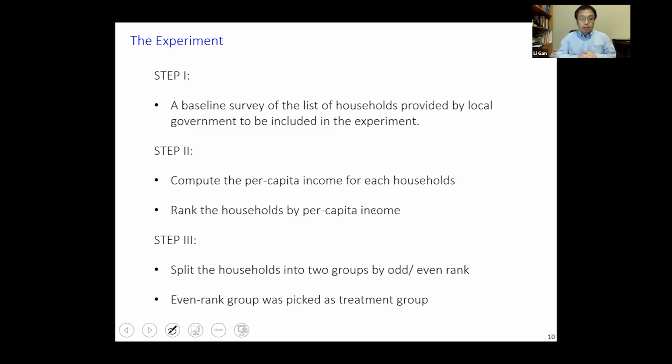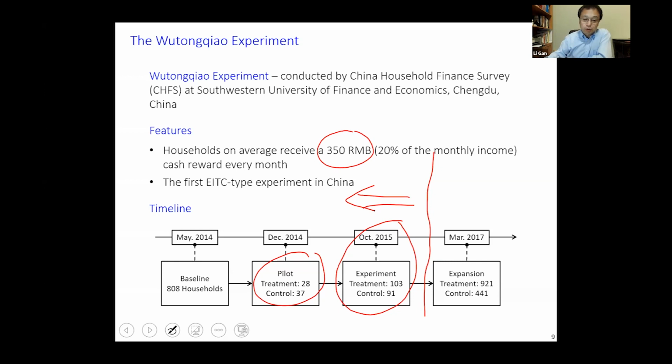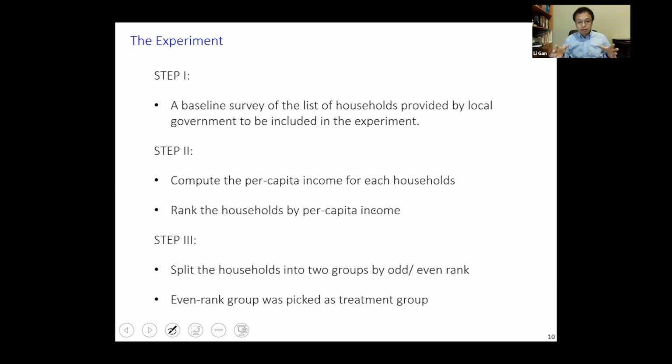As I said, we rank households by per capita income. So after the pilot, let me talk about after the pilot. Before the October 2015 experiment, what we've done is we had a baseline survey. We compute per capita income for each household. We rank the households by per capita income. And then we do this by even, odd, even rank. So even rank groups are picked as the treatment group and odd rank as the control group.